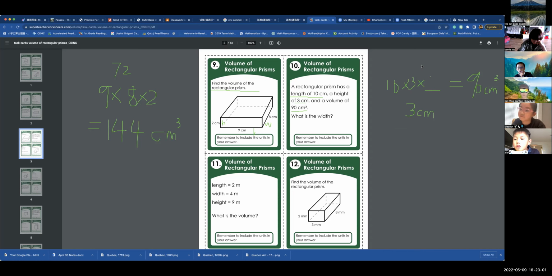And then finally we have 12, which is also the same thing as 9. Just 2 times 3 times 8, and then you will get 48 millimeters cubed. Okay, that's all the answers. Understand, everybody?